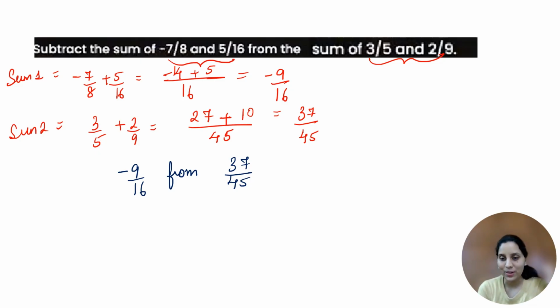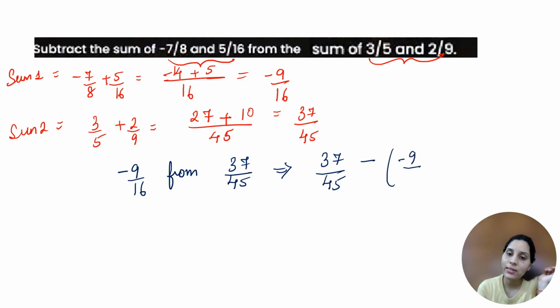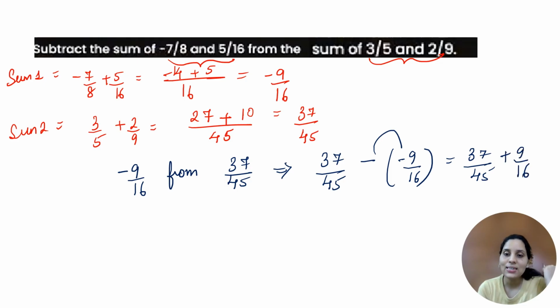So you need to subtract. What is the role of "from"? As we know, "from" means you always subtract the next number minus the previous number. So this is 37 by 45 minus, again minus 9 by 16. So we get 37 by 45, minus into minus will give me plus 9 by 16.